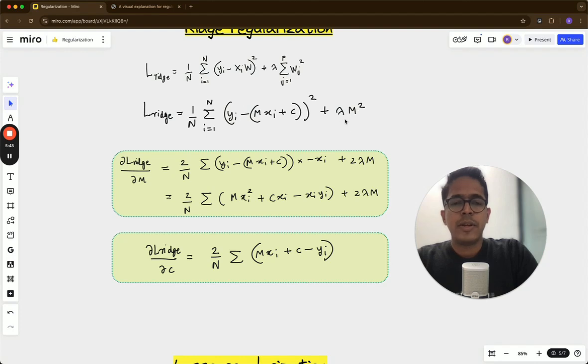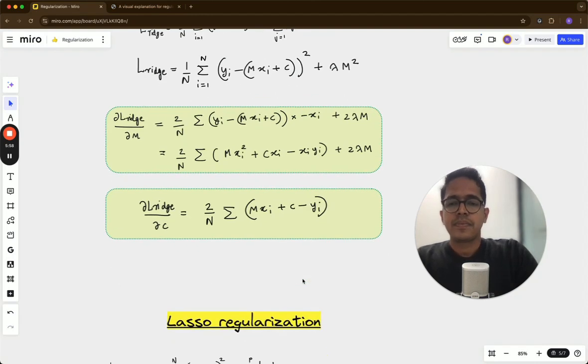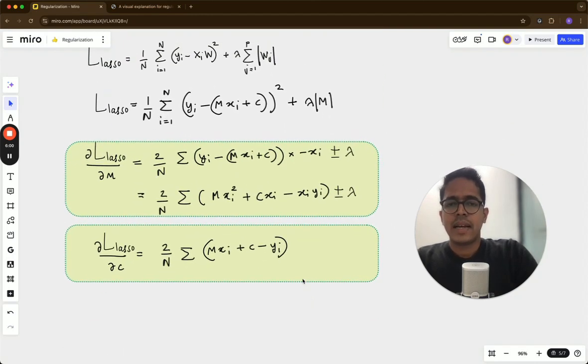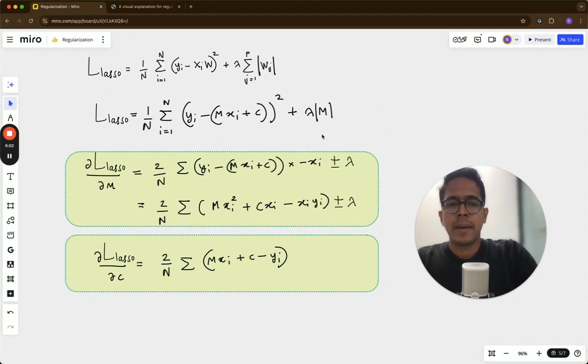For this term it will be 2 lambda m. So that is the additional gradient that is coming in the loss gradient due to ridge. In lasso it will look like this. So in lasso this was lambda mod m.